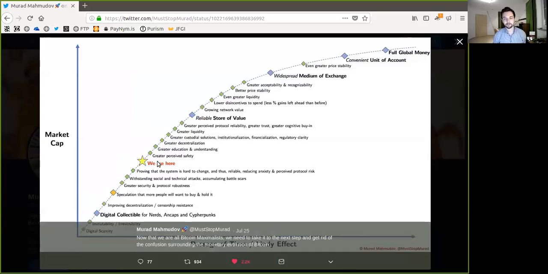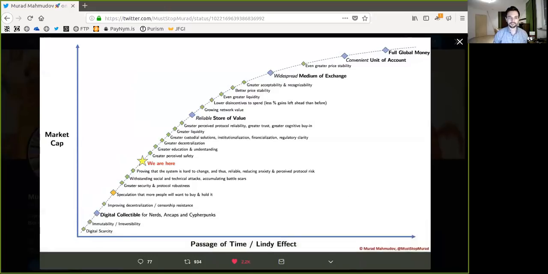So we're going to do several videos just covering all these different stages in depth. And again, shout out to Murad for providing this amazing chart and our starting point for this longer form of discussion in a brief and short style format.